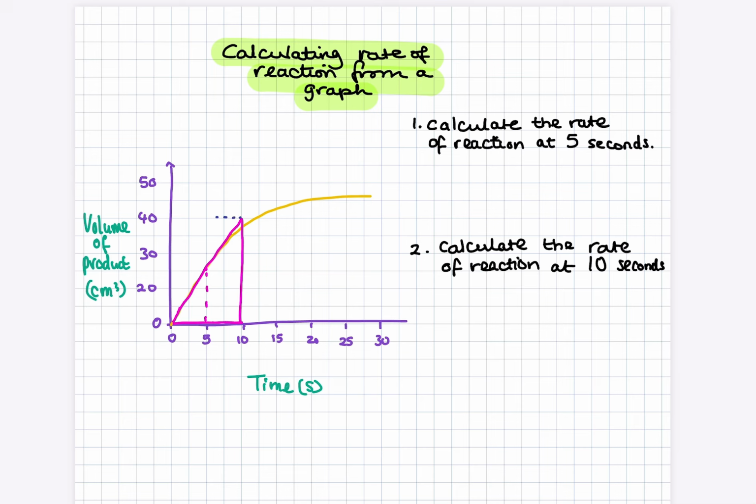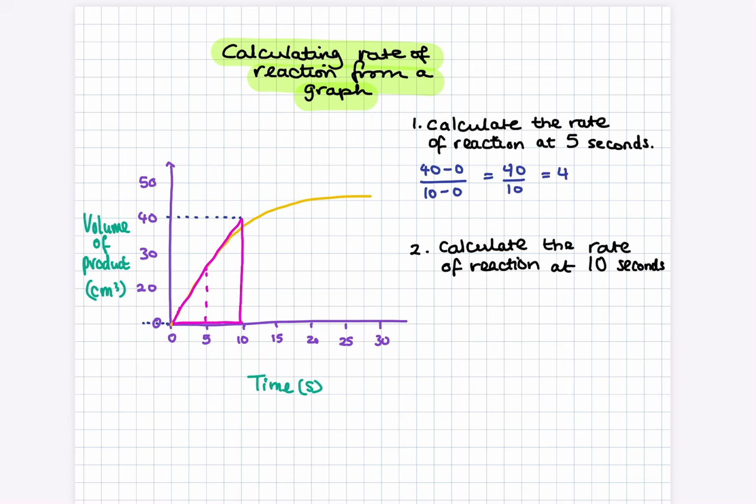So my y-axis value is 40. I subtract that from the y-axis value at the bottom of my triangle, which is 0. I'm going to divide this by the values from the x-axis. So my x-axis value is 10. And at the start of the triangle, it's 0. So that is going to be 10 take away 0. 40 divided by 10, giving me a rate of reaction of 4.